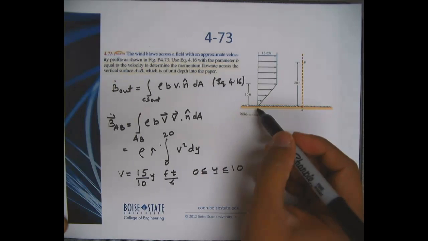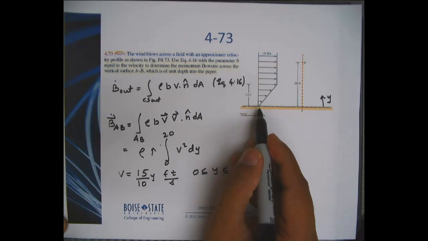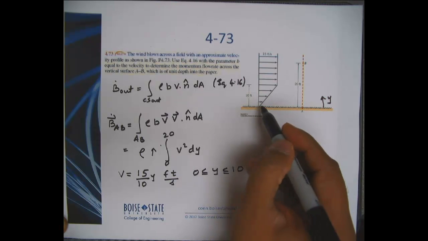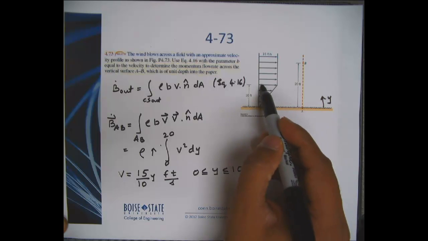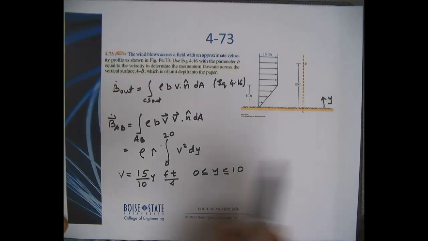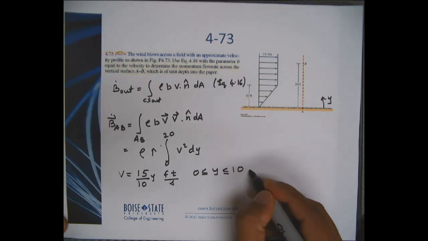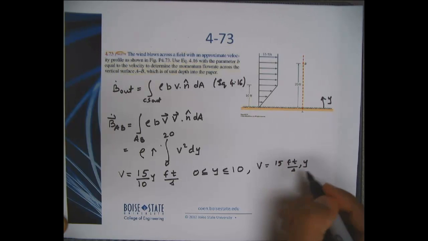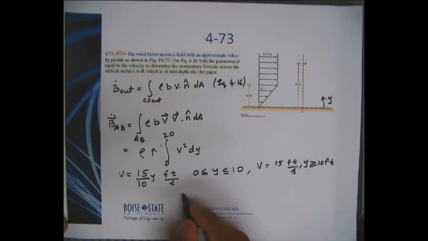And the way I determined this is, at y equal to 0, v is 0, it sticks to the surface, and at y equals 10, you see that v is 15 feet per second. So that satisfies that part of the flow profile, whereas v will be 15 feet per second for any y greater than or equal to 10 feet, as you can see from the picture.